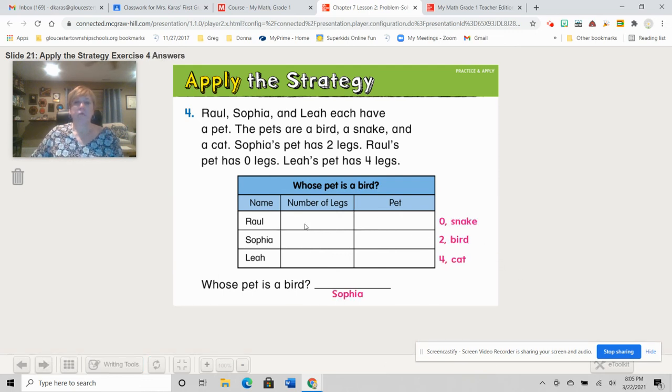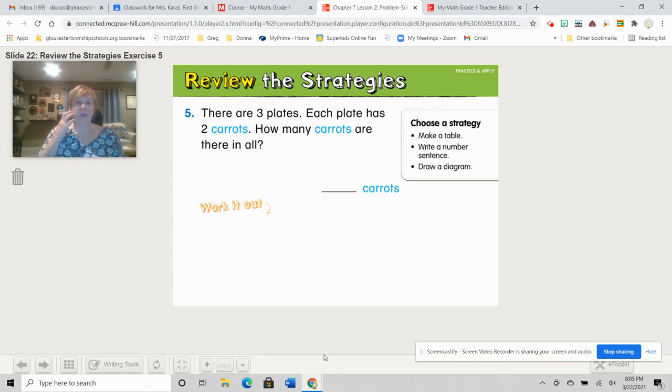Okay, Raul's is the snake, Sophia's is the bird, Leah's is the cat. Okay, whose pet is the bird? Sophia. Okay. All right, so we have some review now. Now, when you need to solve something, you actually have a few options on what strategy to use. You can make a table. You could write a number sentence, or you could draw a diagram.